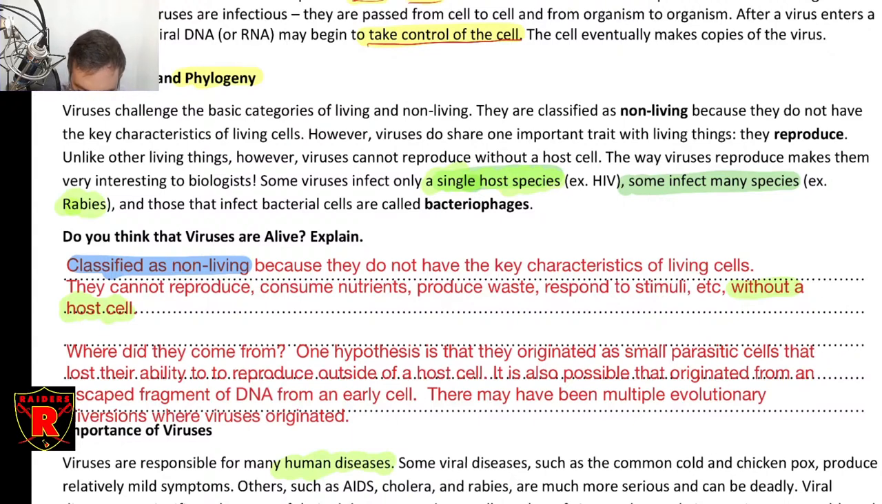They are specific to a single host species, usually, or a grouping of hosts. For example, rabies can infect mammals, but only mammals. So the rabies virus does not infect anything outside of mammals. You don't get fish with rabies or lizards or any reptiles with rabies. Only mammals. Or you will get a virus that is specific to only one species, like HIV. So human HIV only infects humans.